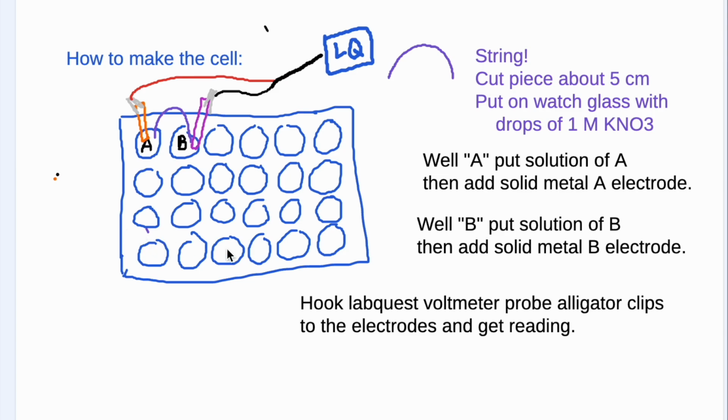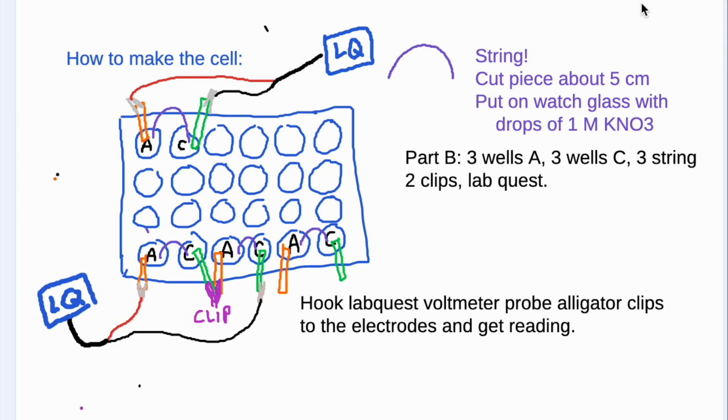Maybe save one of the rows of the well plate to be able to do part B. Let me go ahead and see if I could draw that out. All right, for part B of the lab, hopefully in part A, so make sure in part A you have something where you're comparing the A and C metals as one of your trials that you're comparing.